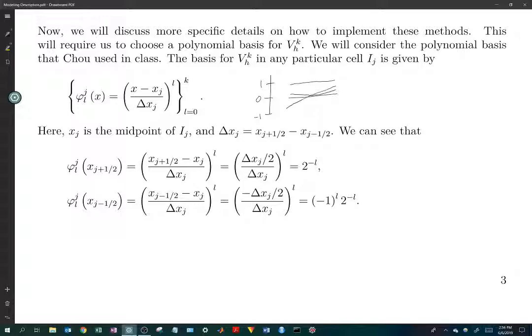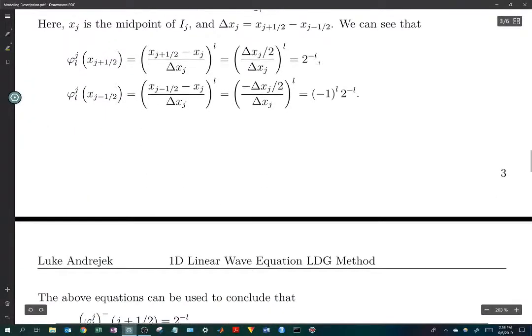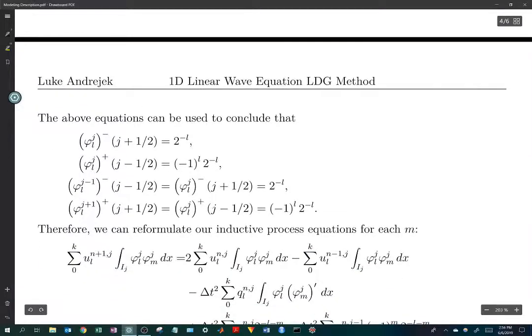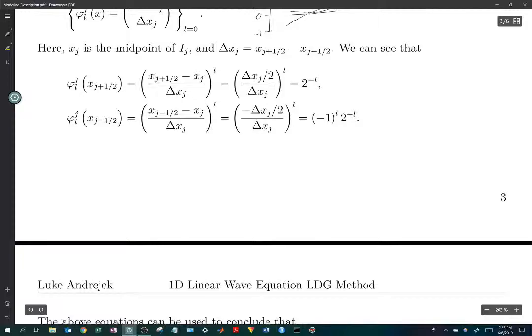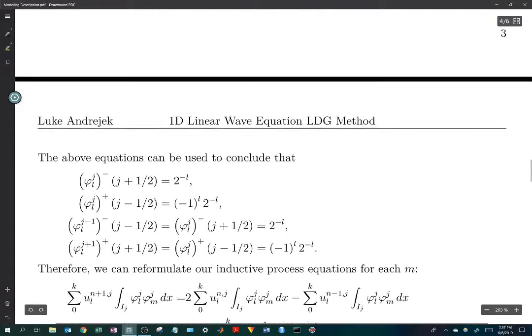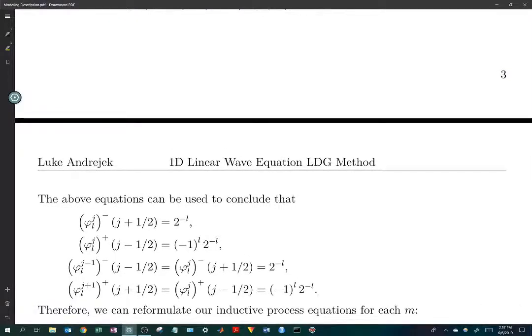And so on the right endpoint, it's always going to be positive. On the left endpoint, it might be negative depending on the degree that you're using. And so, using that, this is just evaluating phi L j. But what if you have phi L j plus 1 or phi L j minus 1? And what if you're evaluating these from the left and from the right?